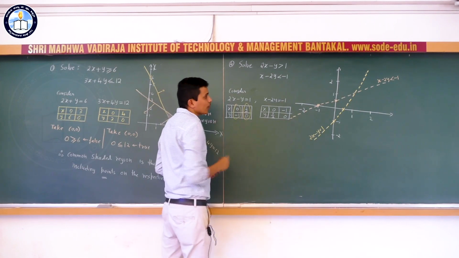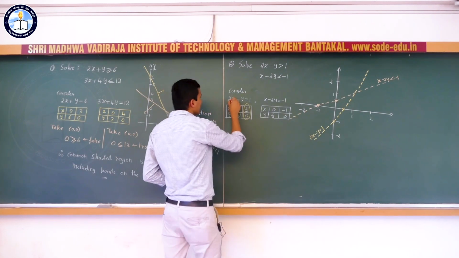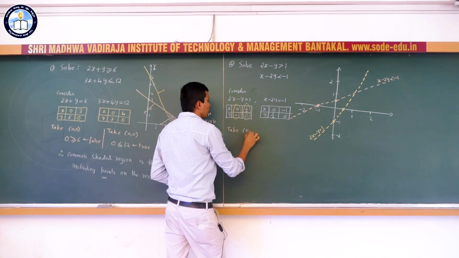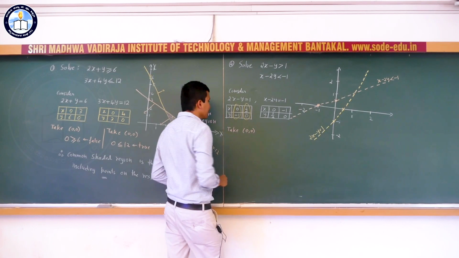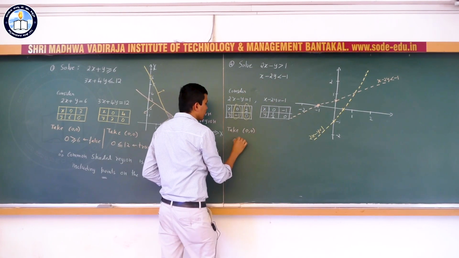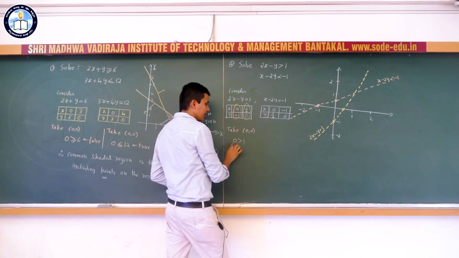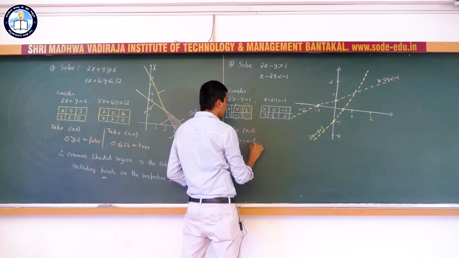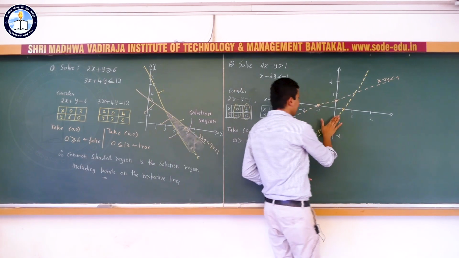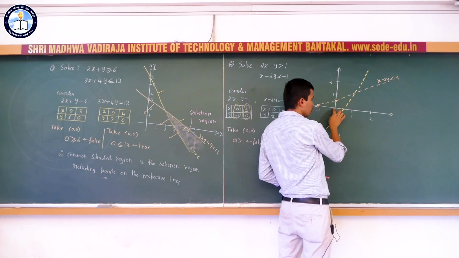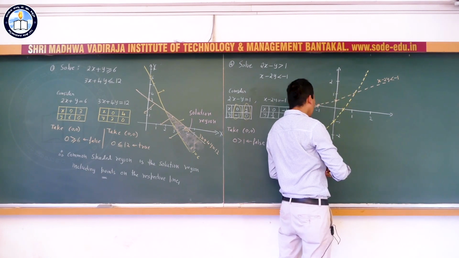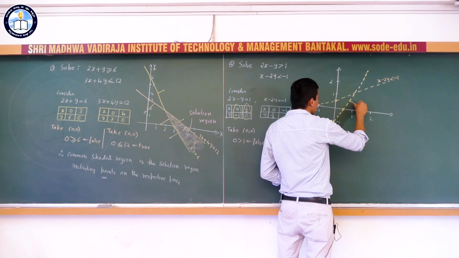Now I need to search for the common region, right? So for the first line we'll search. Once again I can take 0, 0, because the first line doesn't pass through the origin. Substituting here, it is 0 is greater than 1. Is 0 greater than 1? No, it is false. If it is false, which side does it become? So 0, 0 is not towards the origin, it comes away from the origin.